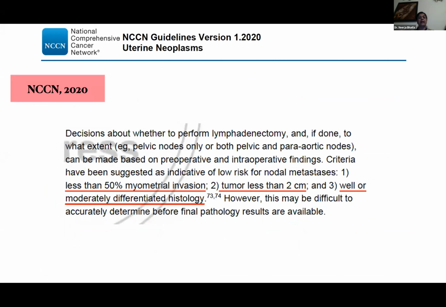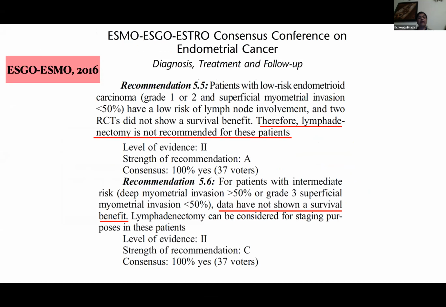NCCN has laid down these guidelines once again very clearly: less than 50% MI, less than 2 centimeter size of tumor, well or moderately differentiated histology. The final pathology could change from your endometrial biopsy. We know that. Having said that, we can always think about secondary procedures to complete when required. Next slide, please. Especially if we've gone in by laparoscopy the first time.